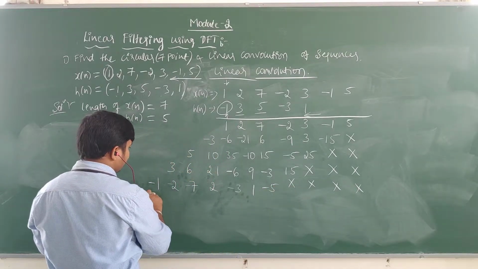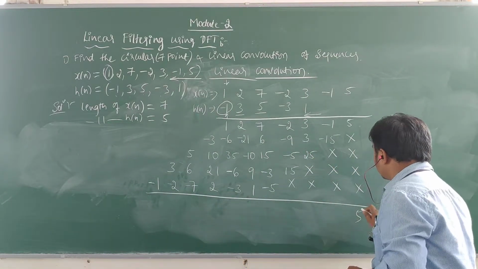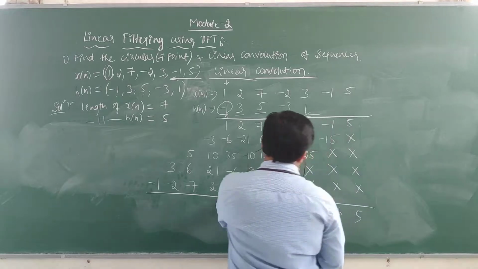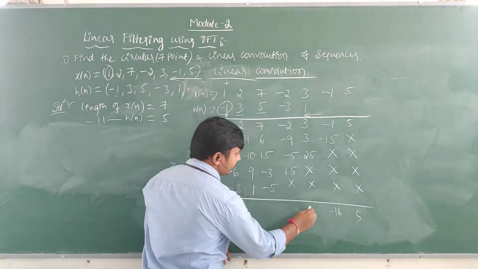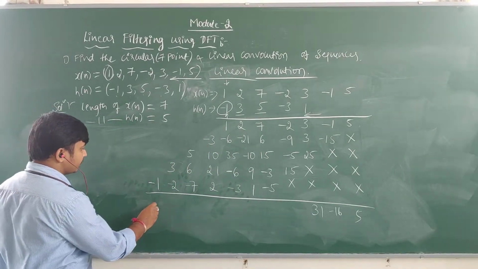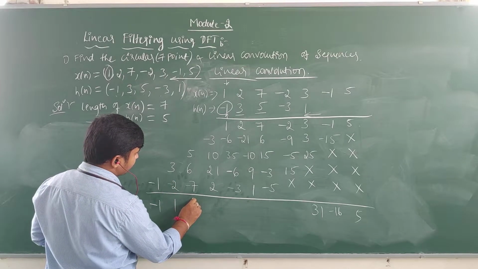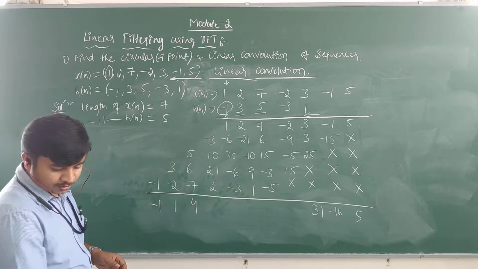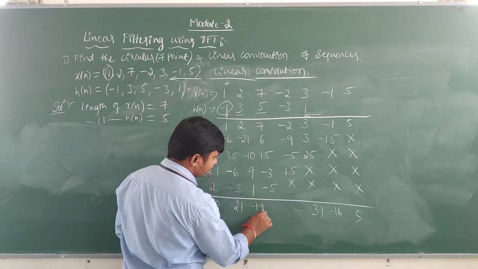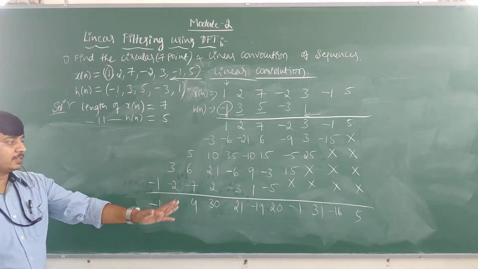Now add all these elements. So here 5, minus 15 into minus 1, minus 16. So 25 plus 3, 28, 28 plus 3, 31. So like that. So remaining, here minus 1, 1, here 4, 30, 21, minus 19, 20, and minus 1. If you add all this, we get this.